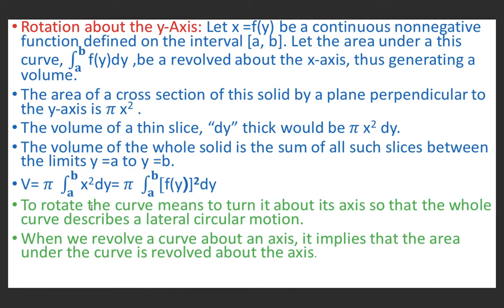To rotate the curve means to turn it about its axis so that the whole curve describes a lateral circular motion. When we revolve a curve about an axis, it implies that the area under the curve is revolved about the axis.